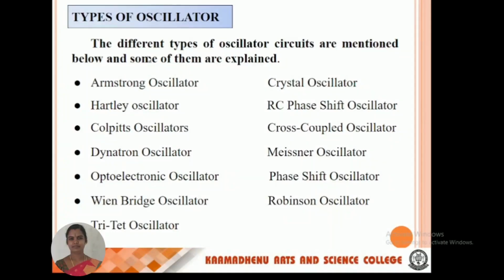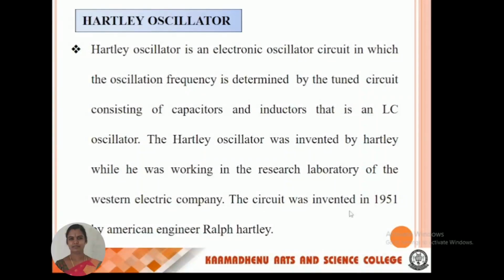Then the types of oscillator. The different types of oscillator circuits are mentioned below and some of them are explained. First one is the Armstrong oscillator, then the Hartley oscillator, Colpitts oscillator, Dynatron oscillator, optoelectronic oscillator, then Wien bridge oscillator, Clapp oscillator, crystal oscillator, RC phase shift oscillator, cross coupled oscillator, Meissner oscillator, then phase shift oscillator and Robinson oscillator.